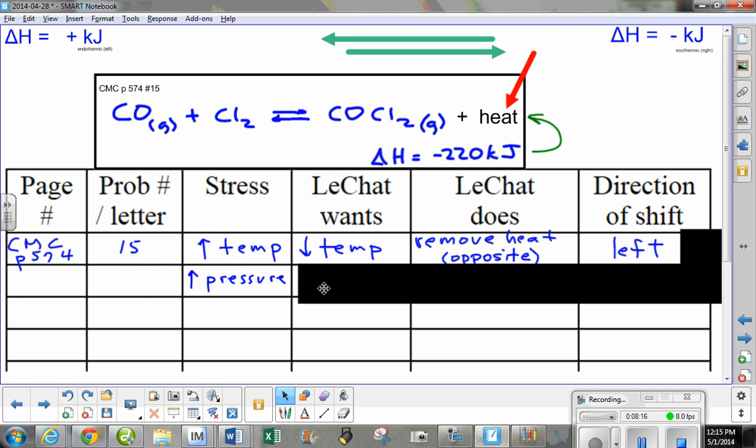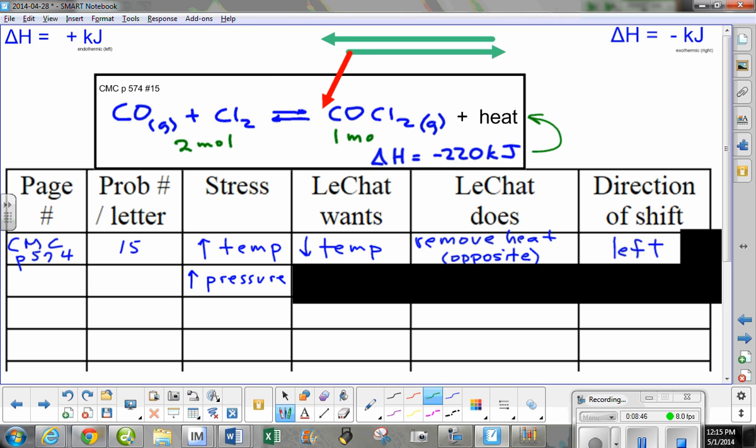But now let's look at the pressure. Well, pressure, we've got to know moles. And so we're going to add up the moles on the left side first. Because we look at this guy right here, and he has no coefficient, that means it's a 1. And we're going to add that to this guy's coefficient, which is also a 1. And so we have 2 moles on the left. And because this guy only has 1, we're going to have 1 mole on the right.